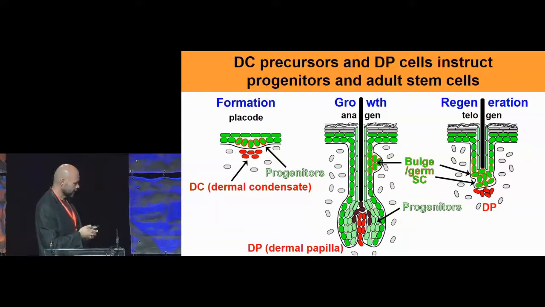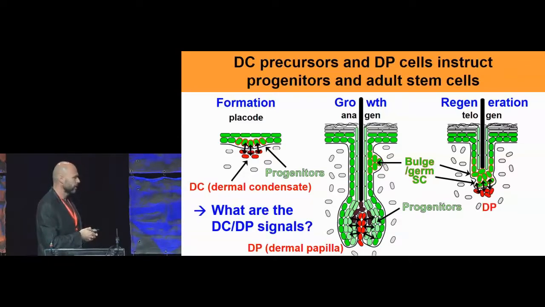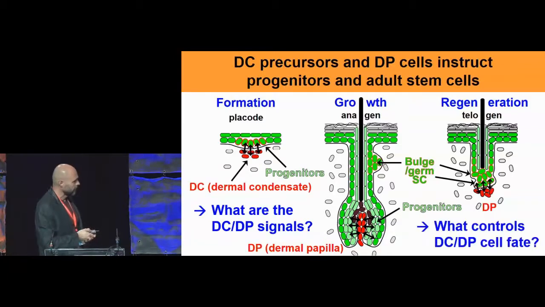And so we're very interested in figuring out what these inductive signals are in the dermal condensates and in the DP. And we're very interested in learning what really controls this inductive and instructive fate in the first place that distinguishes these specialized cells from regular fibroblasts. And so this is not only a very interesting stem cell niche model where neighboring cells instruct stem cells and progenitors, which is a biologist's dream to figure out these mesenchymal epithelial interactions.